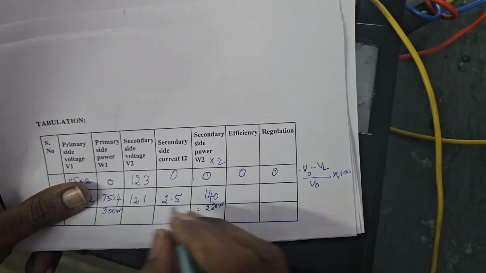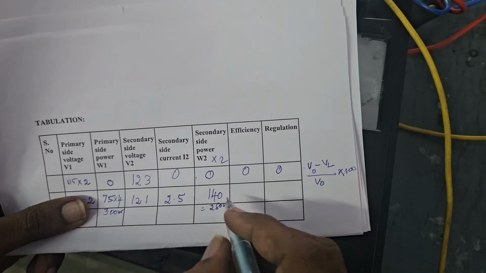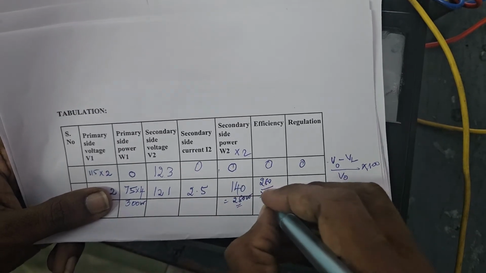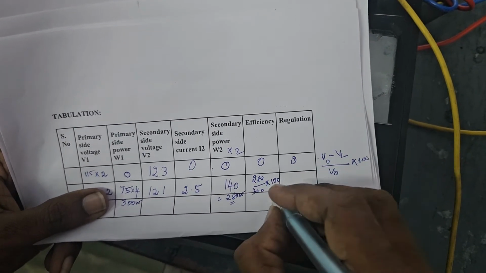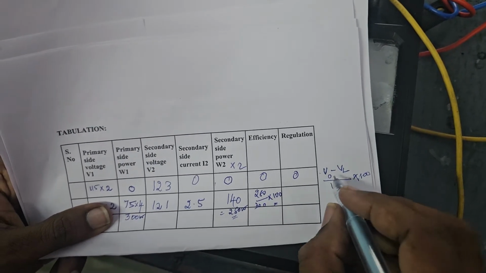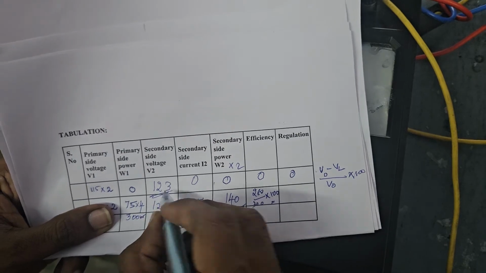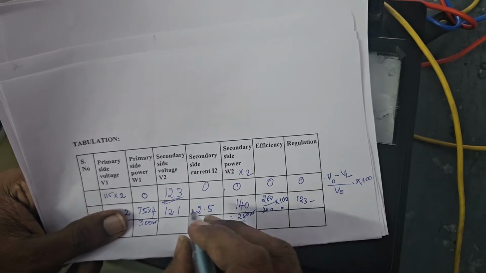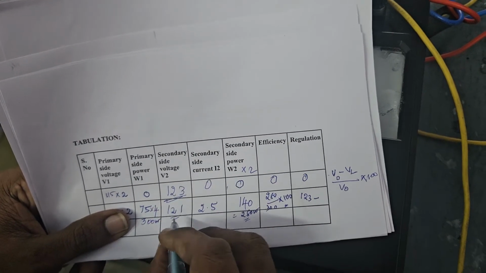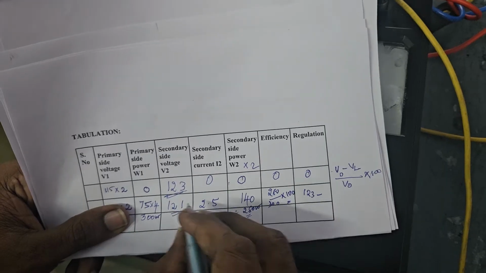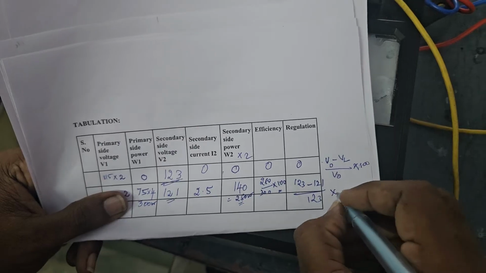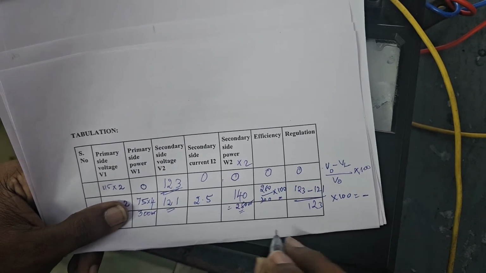Right, so now we can find out efficiency using output power by input power. Output power is 280, divided by input power, which is 300, into 100, will give efficiency in terms of percentage. And similarly for regulation, what is the no load voltage? No load voltage is 123, minus the load voltage, which is actually 121. After we add a load, on the secondary side we see there is a small voltage drop. So that is (123 minus 121) divided by the no load voltage, the same 123, into 100. So you calculate, and this will give the voltage regulation.